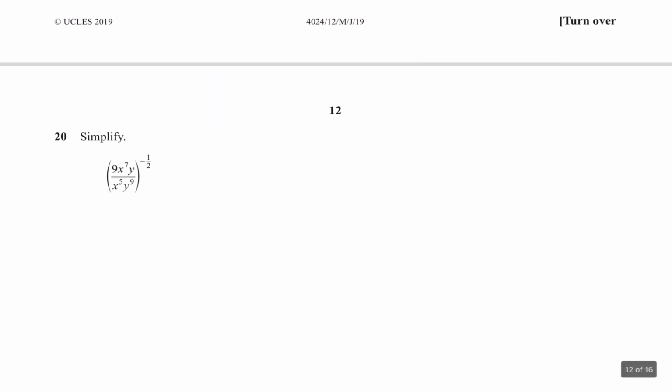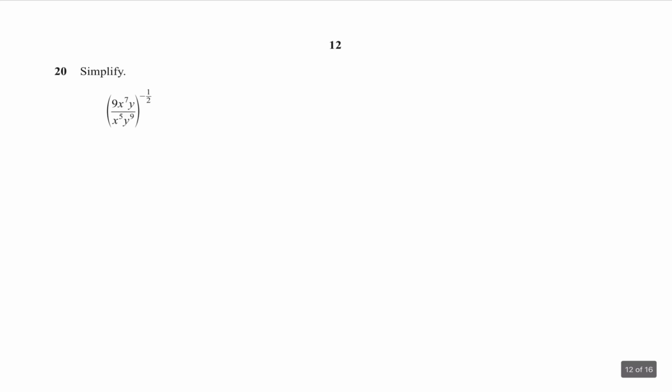Now let's do question number 20. Simplify. So we start by looking at what the power here is. The power is negative, and the way to turn this into positive would be to take the reciprocal of the entire fraction. So x power 5 y power 9 is now going to be in the numerator, and then 9x power 7 y is going to be in the denominator, and doing this will make the power positive.